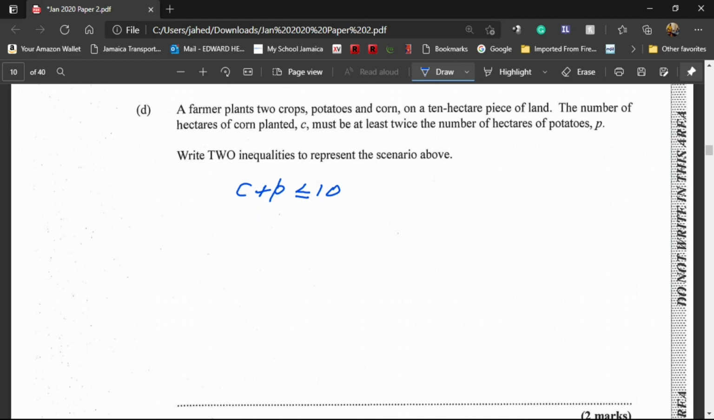Now in the second sentence, we are told that where the corn is planted, it must be at least twice the number of hectares of potatoes. So in other words, the corn plot must be at least twice as big as the potato plot. So it can be the same as twice the potato, or more. Therefore, we're going to say where corn is planted, it must be greater than or equal to 2 times the potatoes. And that would give us our 2 inequalities.